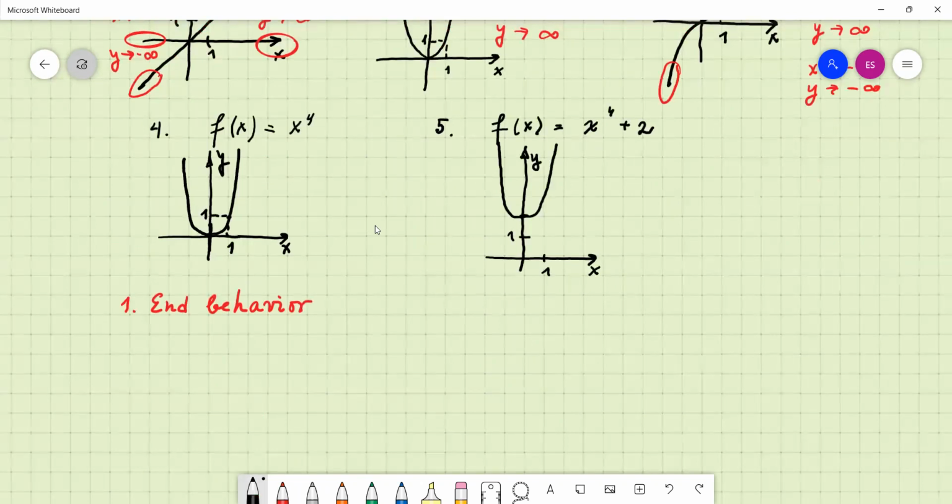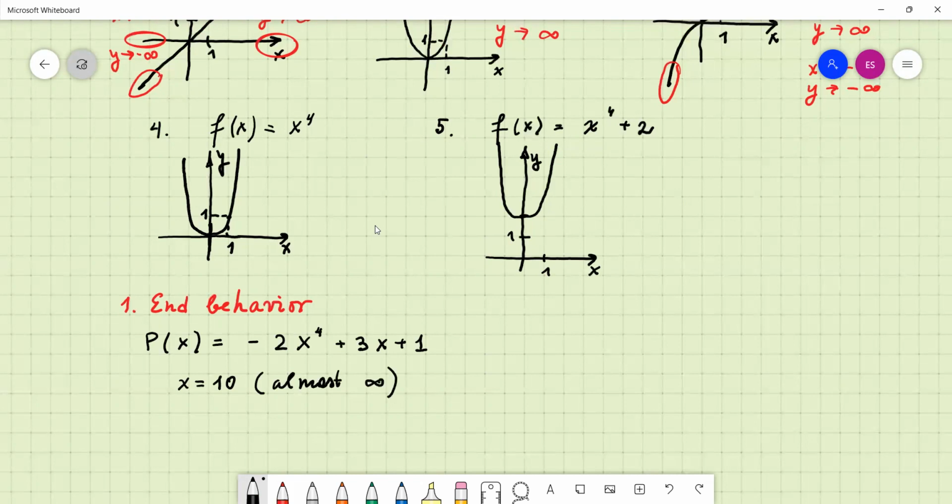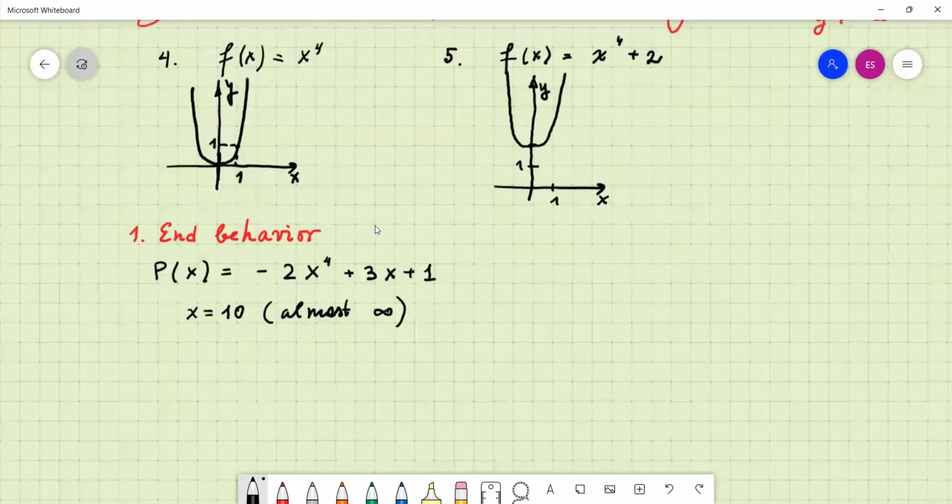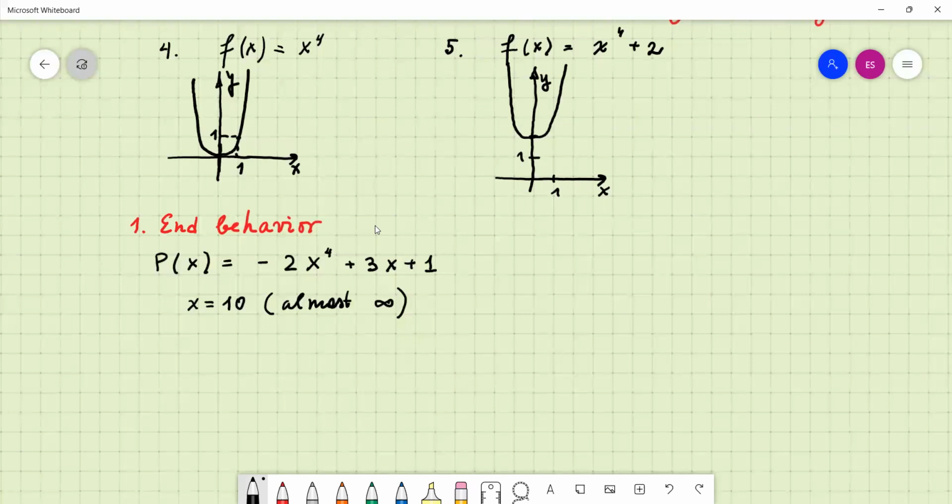I'm going to go to an example of a polynomial of 4th degree: minus 2x to the power of 4 plus 3x plus 1. How do we figure out end behavior here? I'm going to consider x equals 10. Almost infinity, right? Looks like 10 is not infinity, right? But let's consider 10. We are going to see what is the difference between terms when x goes even to 10, not talking about infinity, which is much larger.